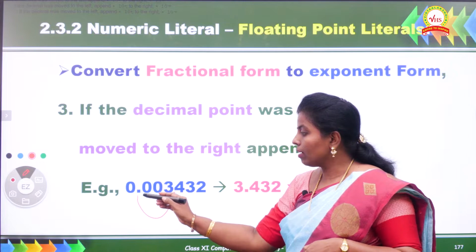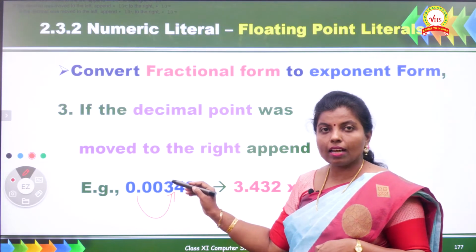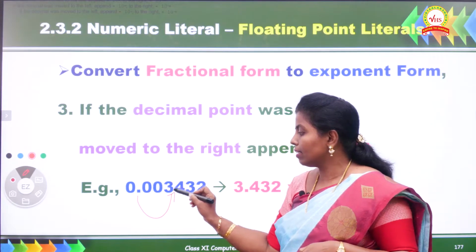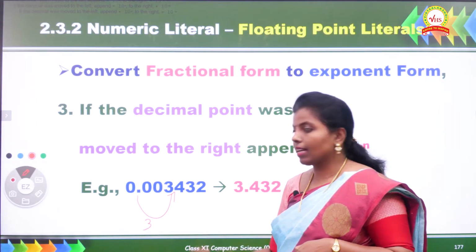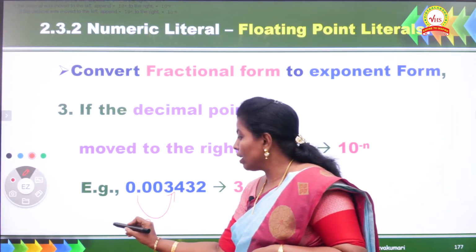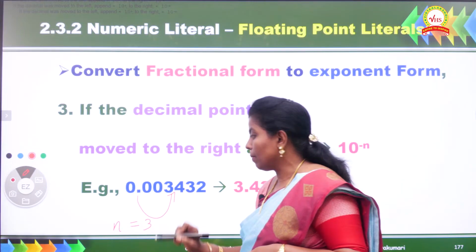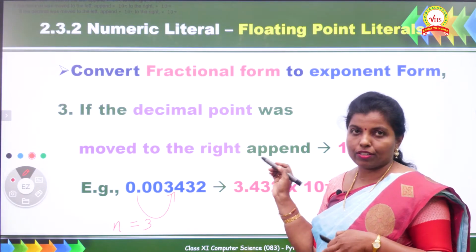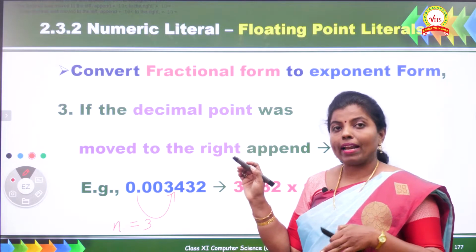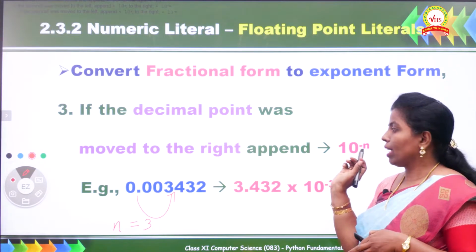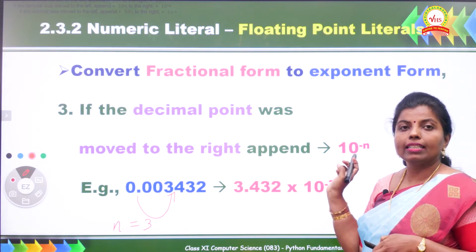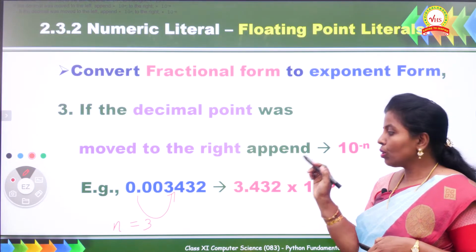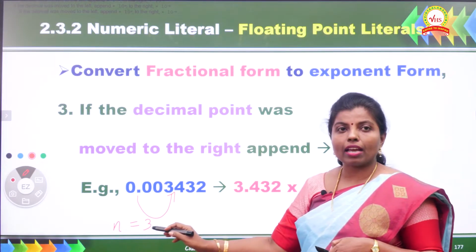So, how many decimal digits am I moving here? I am moving 3 digits. So, the value of n is going to be 3. Towards which direction have I moved? Towards the right direction I have moved, right. So, when I move towards the right direction, what do I have to append? I have to append it as 10 power minus n. So, here the value of n is 3.